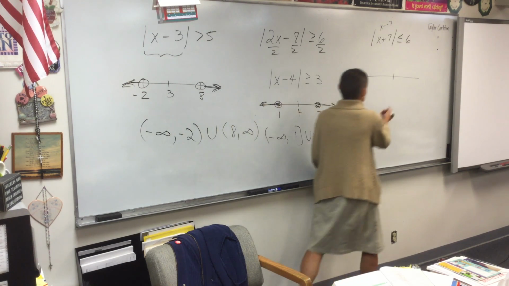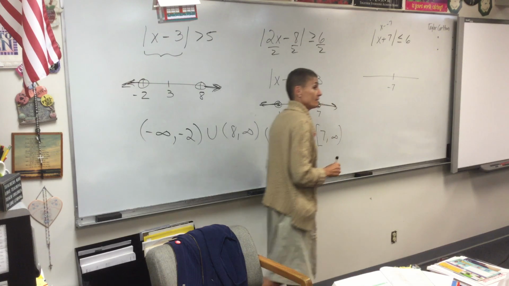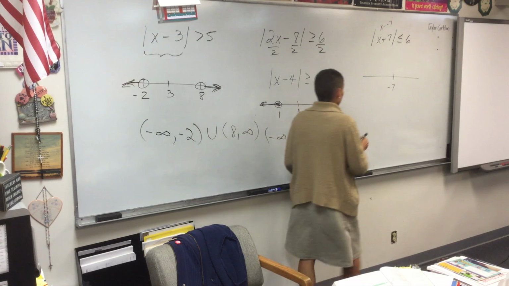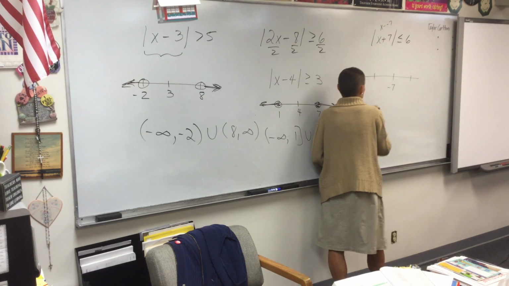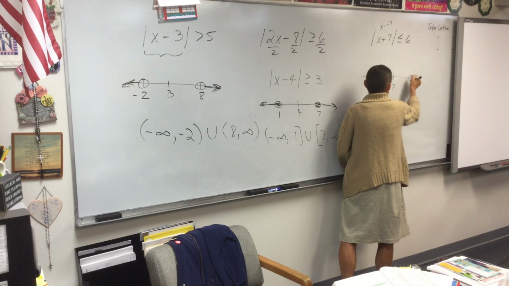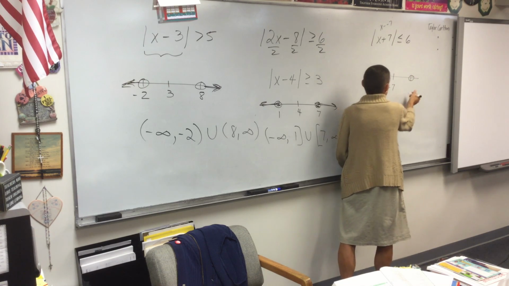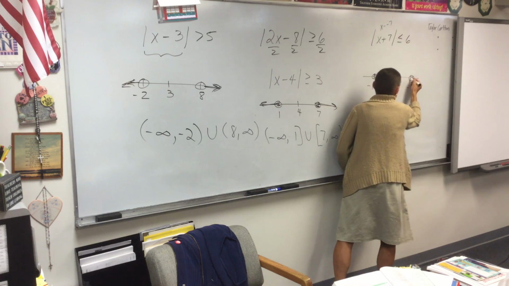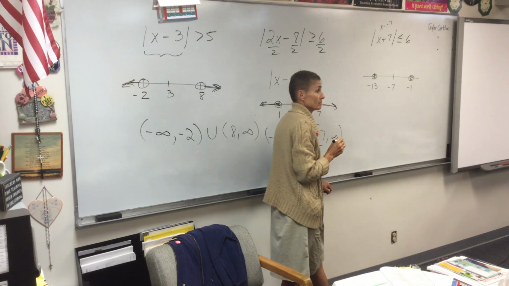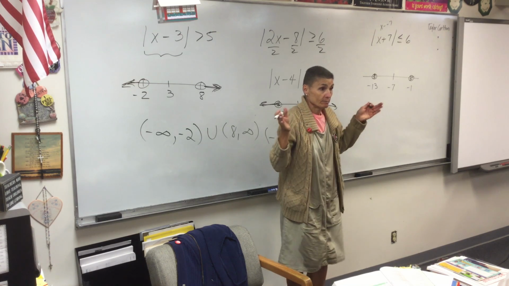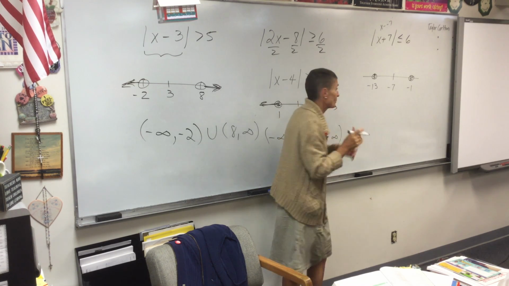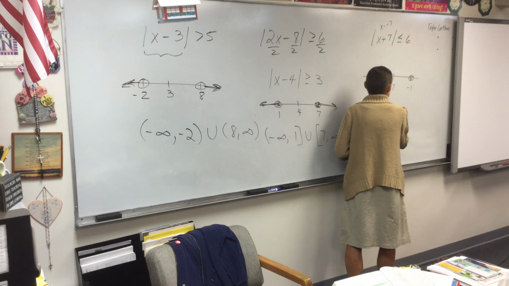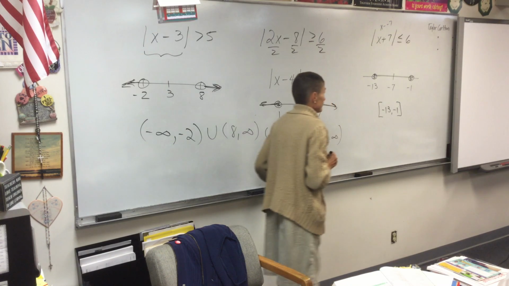So the distance between some number and -7 is less than 6. So where are our boundaries? -13 and -1. Colored in. And shaded where? Less than will be in the middle. So my answer is -13 to -1 in brackets.